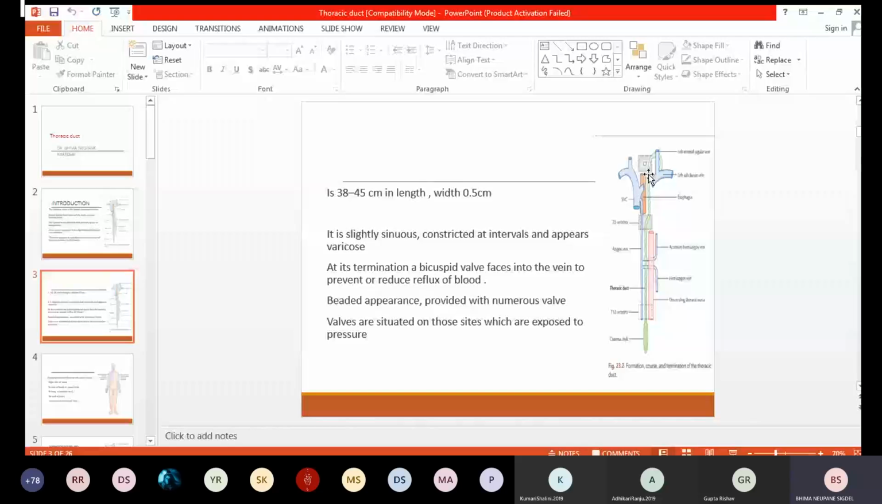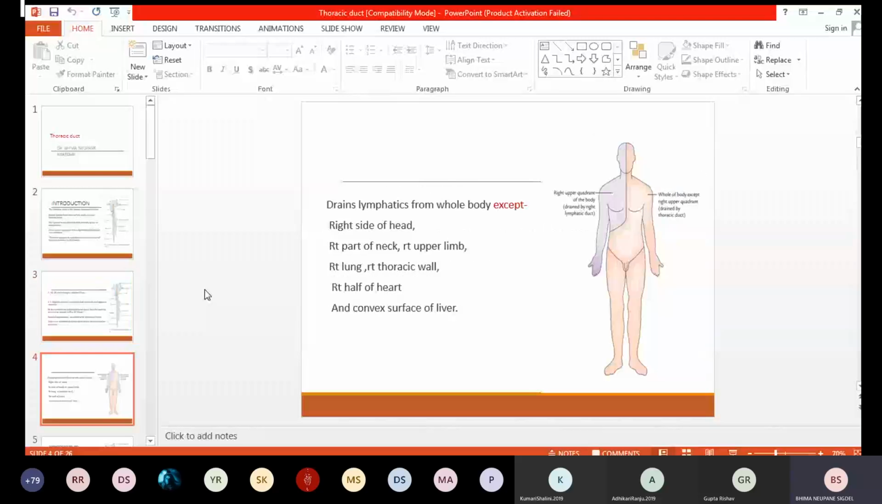Okay, and the beaded appearance, just now also I have mentioned, denotes the presence of numerous valves within it. Okay, after that, for MCQ also, I think in the first semester we have already taught this. So the thoracic duct drains the lymphatics from the whole body part. So you can see the pinkish color in the picture.